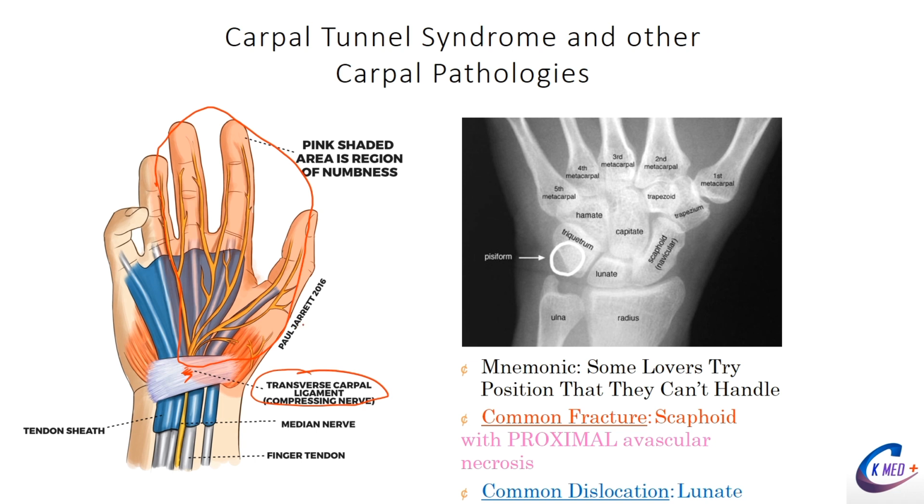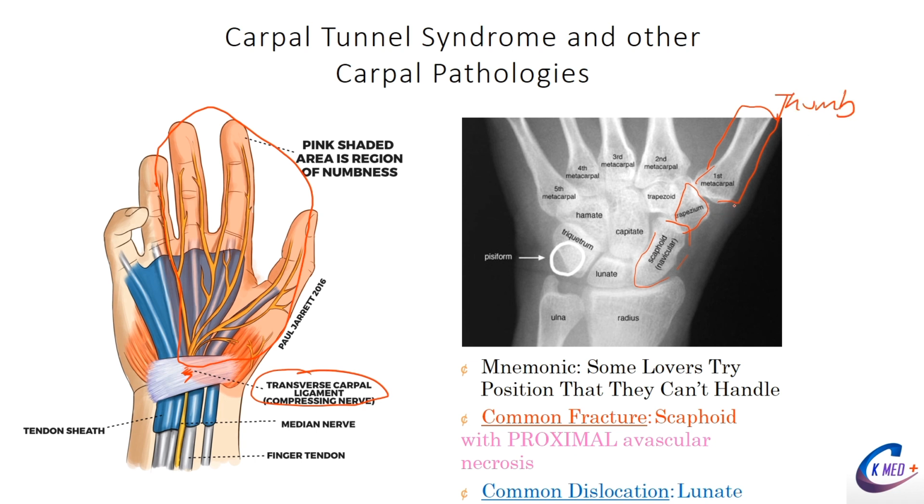But other carpal pathologies come down to broken bones. And broken bones, what I mean by that are very, very small broken bones. And the carpal bones have their own little kind of mnemonic. And the mnemonic for that is some lovers try positions that they can't handle. And the way that we remember this is starting towards the thumb. So you can see that you have this nice scaphoid bone over here. And the scaphoid has your trapezium, and then you have your thumb over here. Okay, this is your thumb.